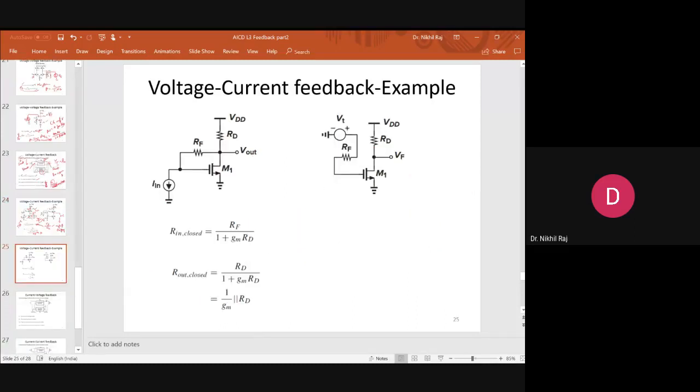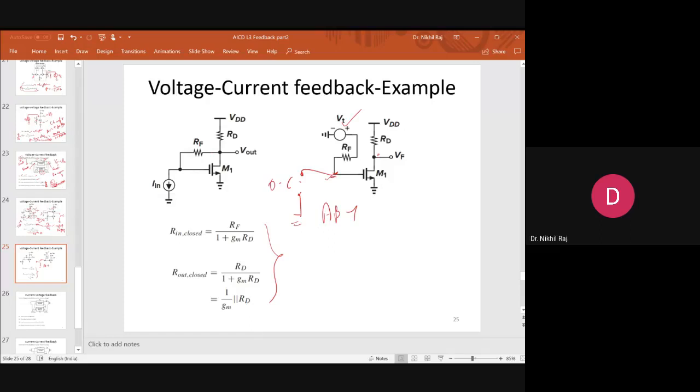Now this is another example of voltage current feedback. So here we have to first calculate the A beta. What we do, step one is set the input to 0. So what will happen, this will act as an open circuit, then attach VT. This was your feedback. Attach VT, calculate the VF by VT ratio.